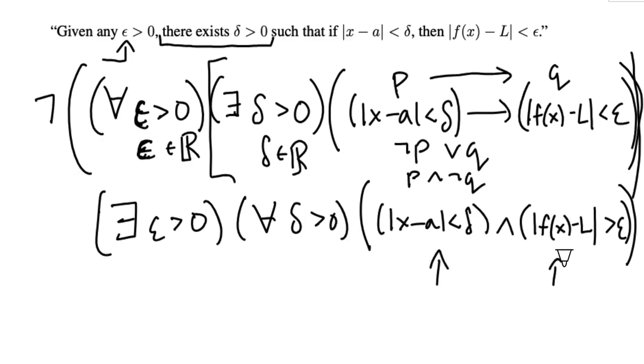So we just went through the idea of how to negate an expression with for all and exists, and also how to take a statement like this and rewrite it in terms of for all and exists.